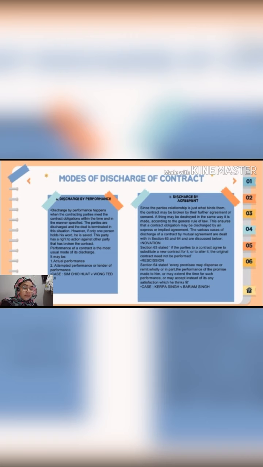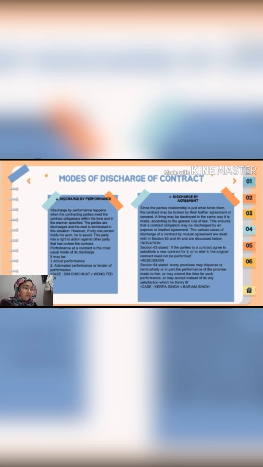For performance by whom, the intention of the parties is that the contract should be performed by the promisor himself. It must be performed by him personally, particularly when the contract involves skill and expertise. The promisor cannot simply delegate it to someone else.